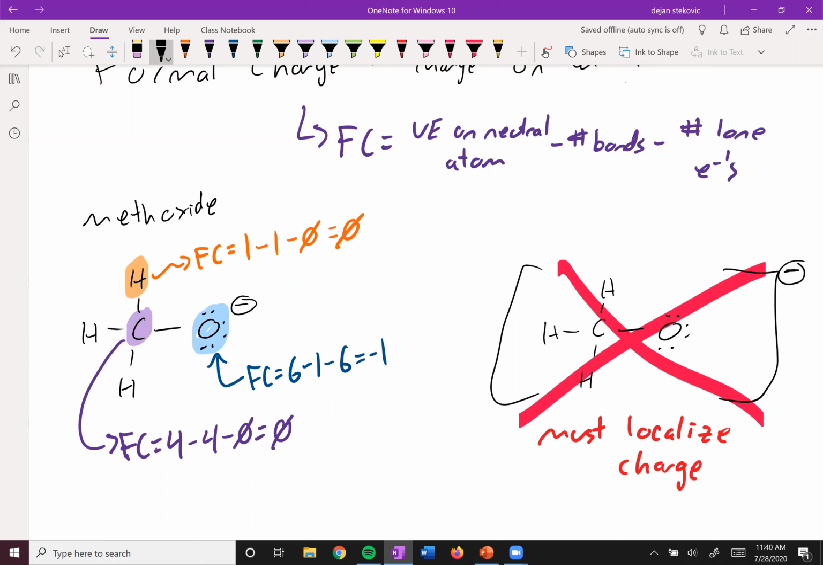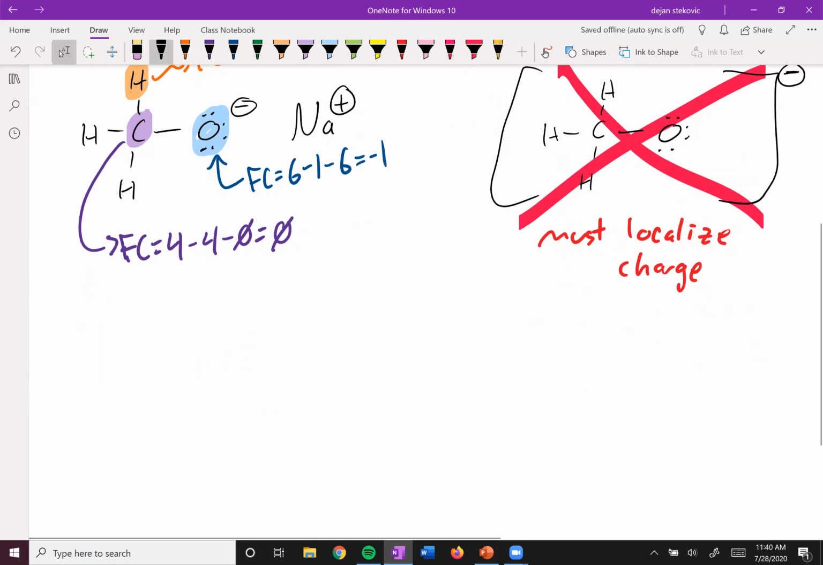And of course, in chemistry, things need to be charge balanced. So if you have a methoxide, you have a negative charge, you probably have some kind of positive charge elsewhere. So maybe you have a sodium floating around, right? The methoxide itself is made out of covalent bonds, but then it's got an ionic bond between this negatively charged oxygen and this positively charged sodium. So you need to get good at formal charge.